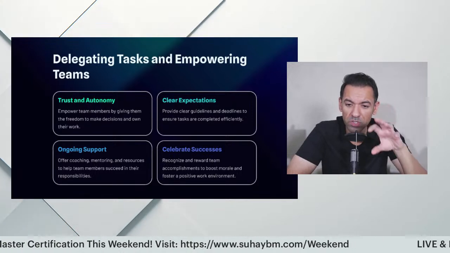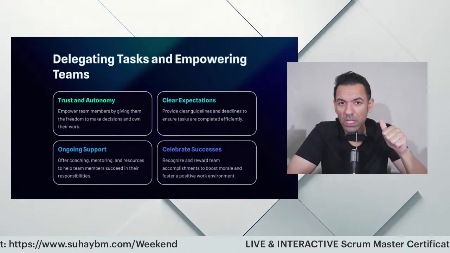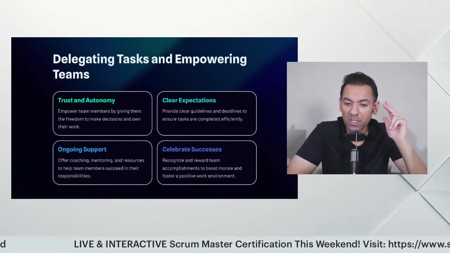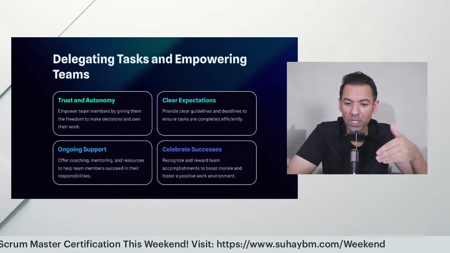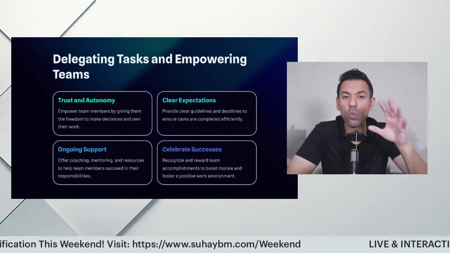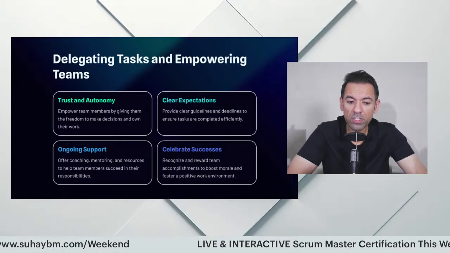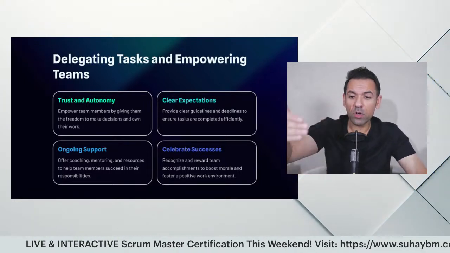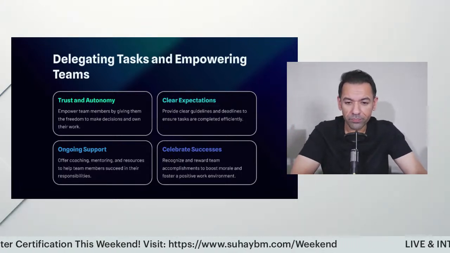So when it comes to delegating, trust and autonomy, absolutely you need this. Setting clear expectations, ongoing support when the person's doing the task, you've got to keep supporting them, right? And celebrating success. Which one of these do you think is important? Write in the comments down below. Which one of these things that we've just mentioned here is critical for you? Write in the comments down below.